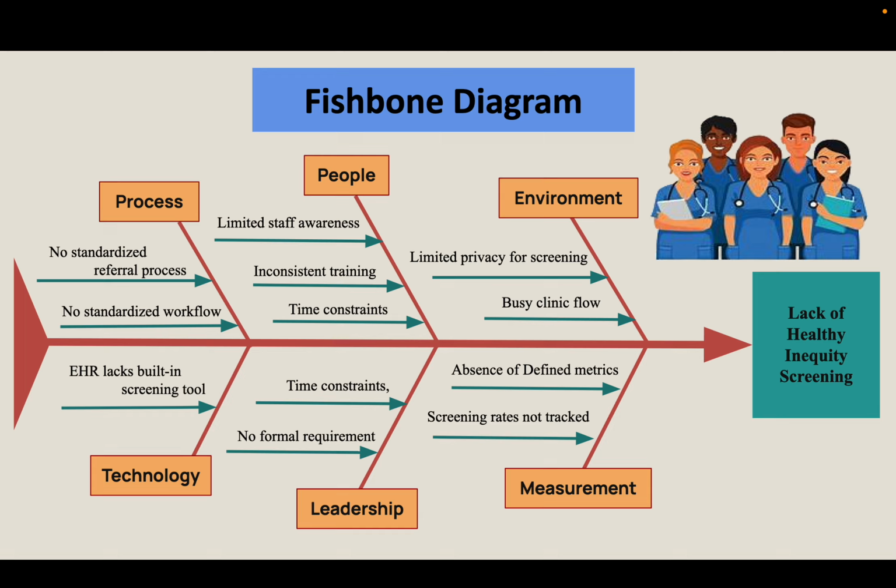On this slide, we're presenting our fishbone diagram, which helps us identify the root causes contributing to the lack of a standardized health inequities screening process in our organization. We organized potential causes into 6 main categories, and that is people, process, environment, technology, leadership, and measurement.